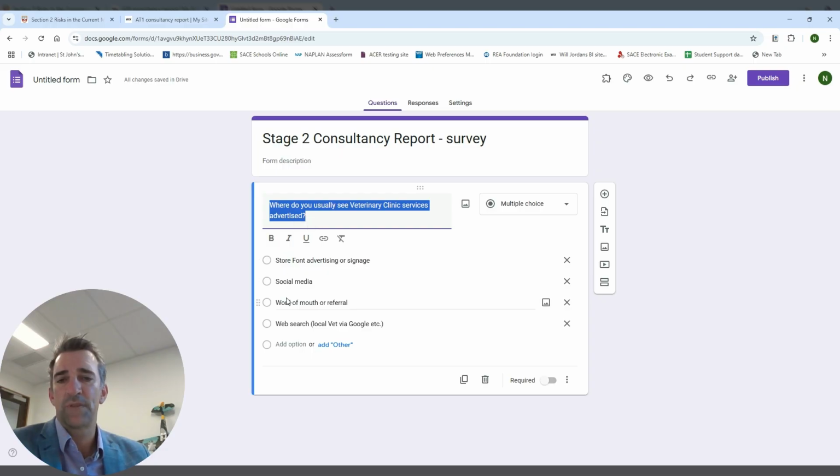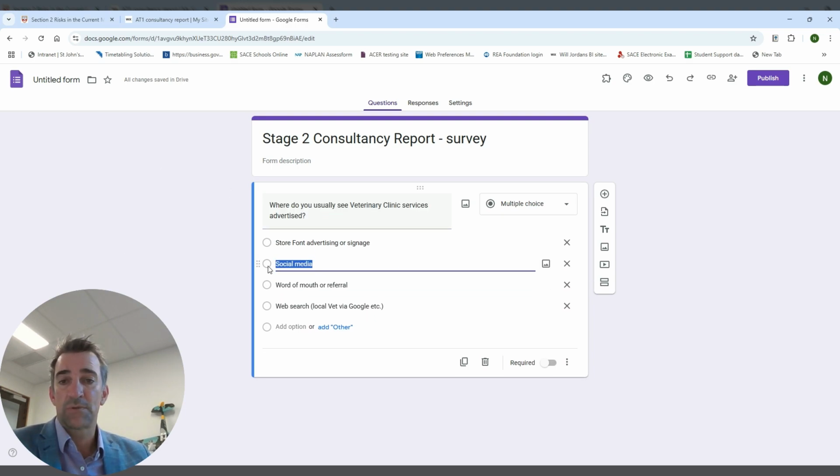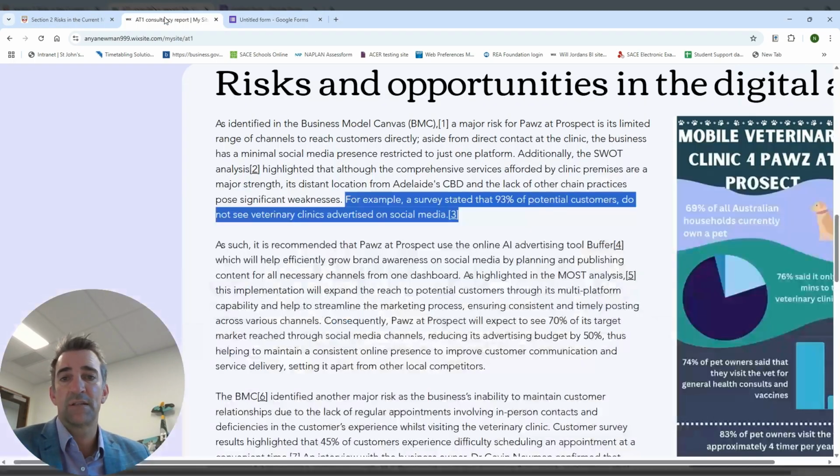And we've got a few things. So storefront advertising, social media, word of mouth, or web search. So this is just a quick survey just to ask, okay, when you go into a vet, how do you know about it? And obviously from Anya's results, very few people are picking the social media option. They're actually saying, no, that's not the way I access my vet clinic.